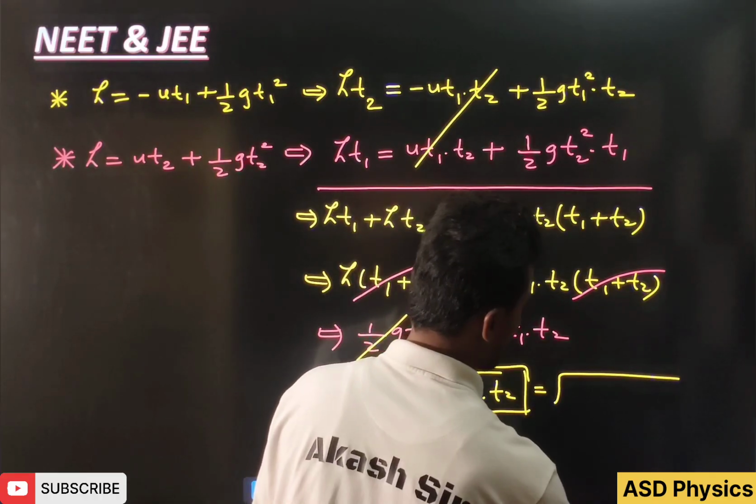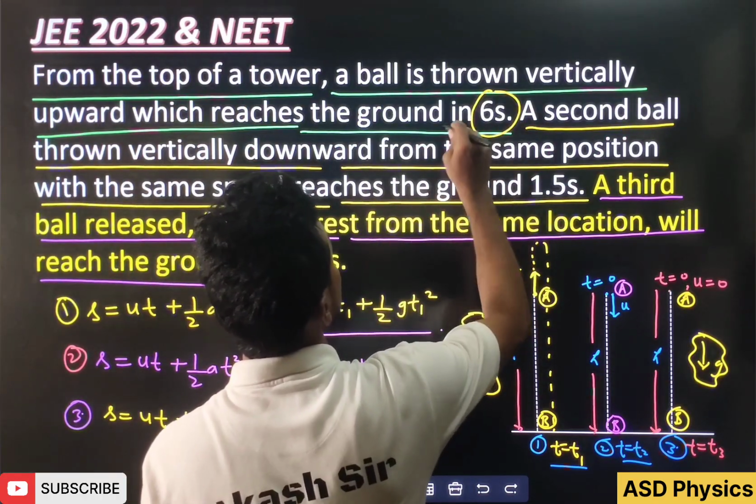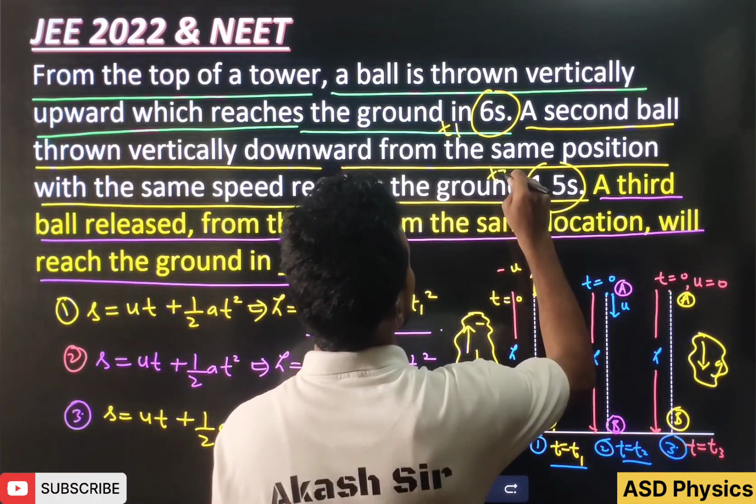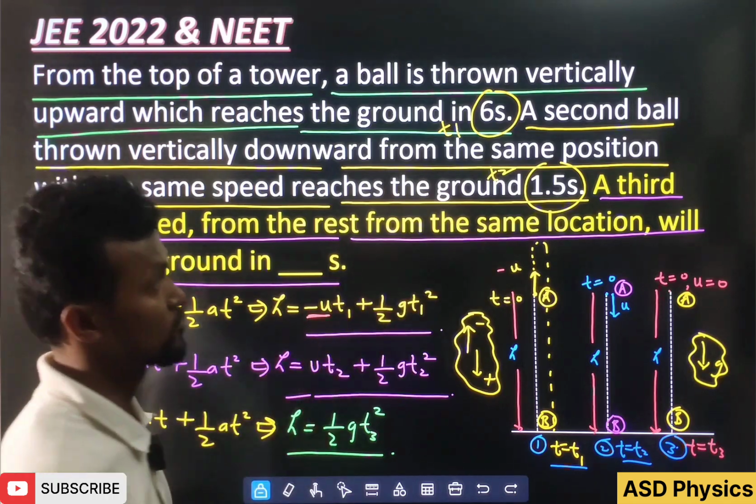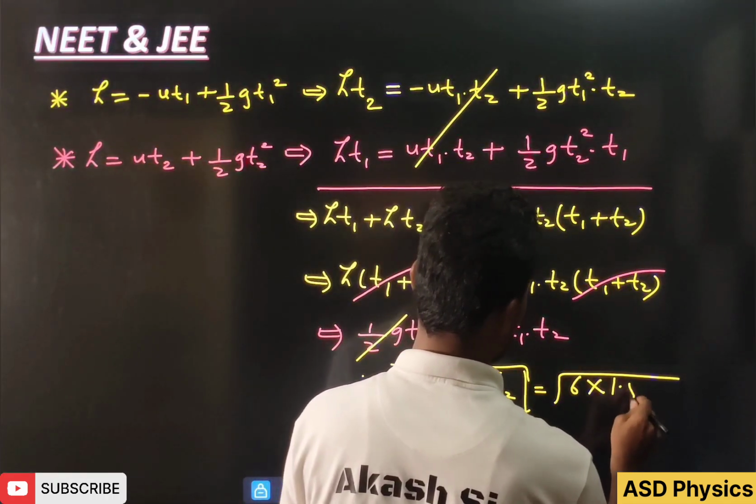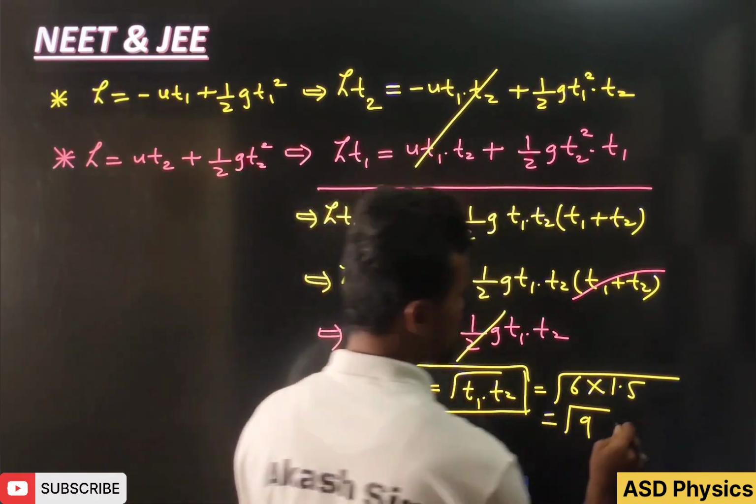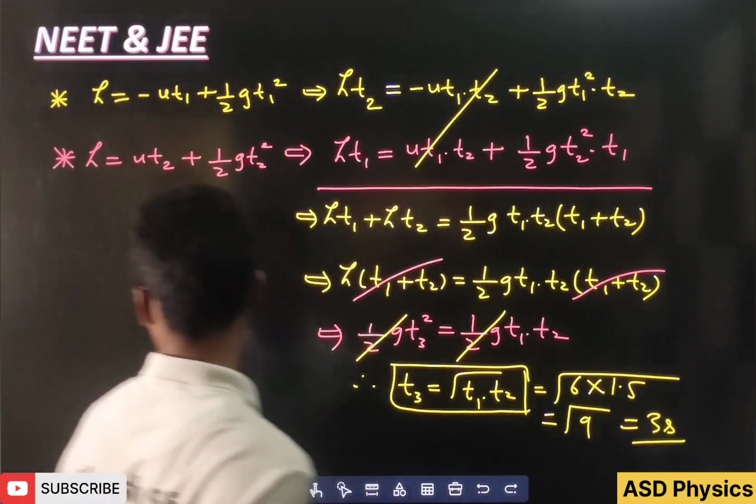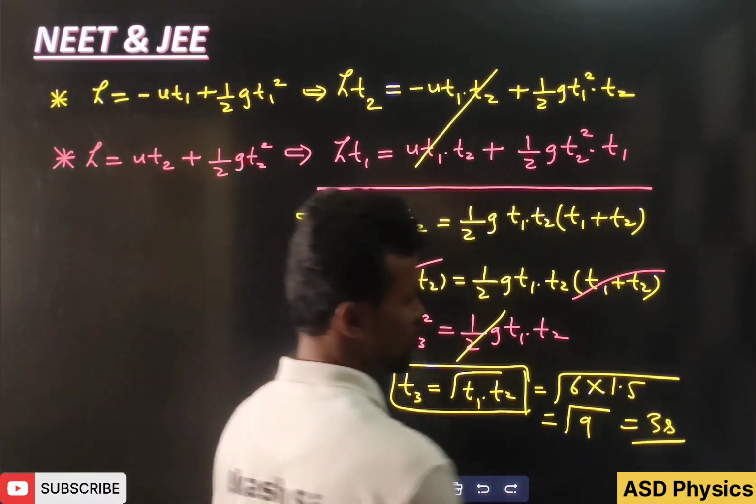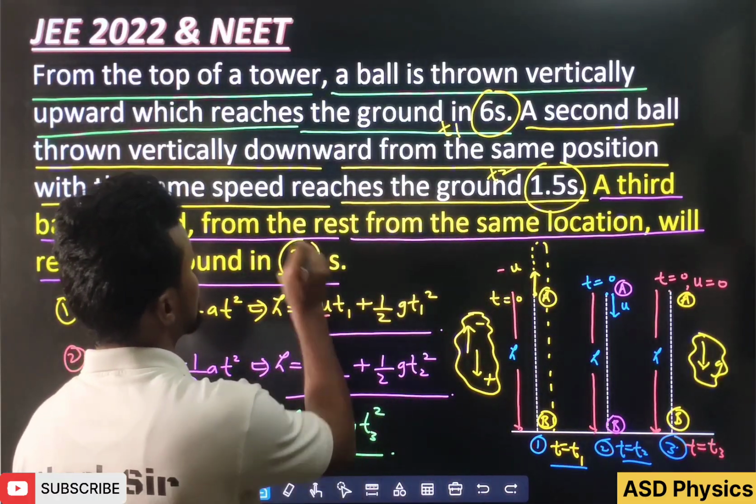Now let's see here. How much is t1 given? 6 seconds. And t2, when thrown downward, is 1.5 seconds. So 6 into 1.5 gives root 9. Directly remember the formula. Root 9 is 3 seconds. See how beautifully we have just proved this formula. So what is the correct option here? The correct option is 3 seconds. It's an 80-based question, so the answer is 3.